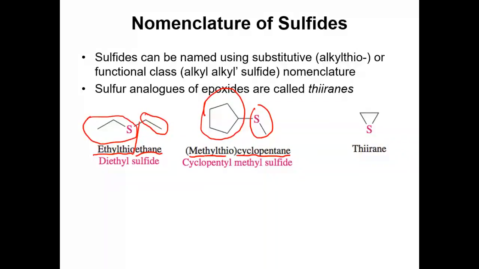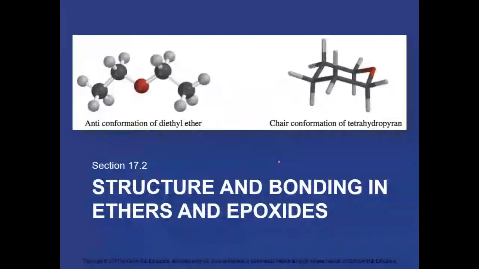Functional class nomenclature just lists the alkyl groups' names. In this case, because both of them are ethyl, we just call it diethyl sulfide. Here you have one side a cyclopentyl group, the other a methyl group. These two groups are named in alphabetical order, separated by a white space, and then you write the word sulfide, with a white space separating the second group name from the word sulfide, just like the ether name.